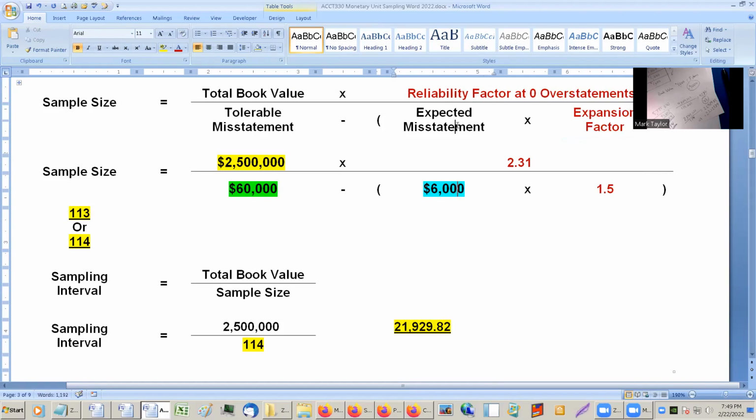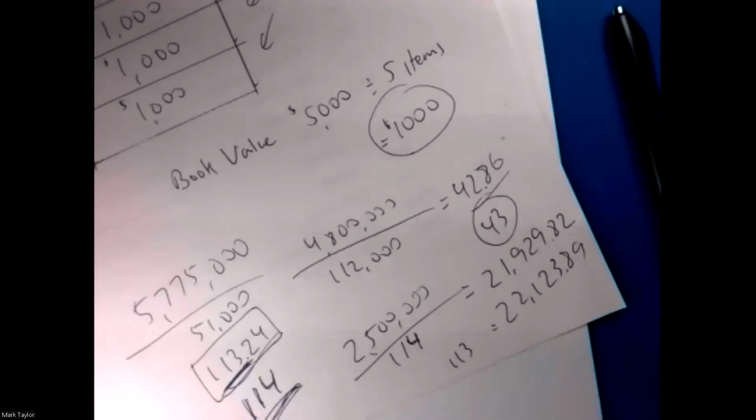And again, this expected misstatement, a lot of times this will be zero. It's when you don't expect any errors in it. But if there are expected ones, it should be small. If this got up to 40,000, this will go to zero, this goes to infinity. So this method really is for when you don't expect to have a lot of errors. This method is very efficient. If you expect to have a lot of errors or a lot of dollar amount errors, it's not very good.